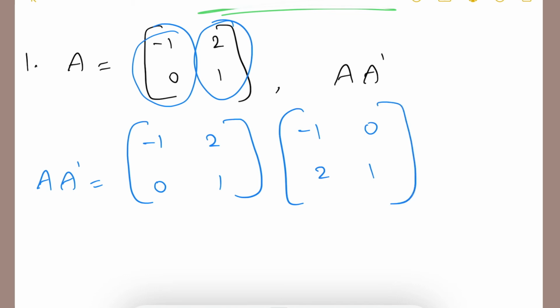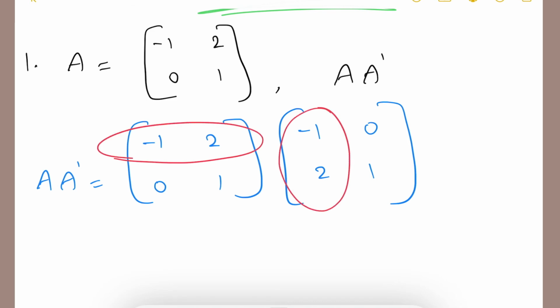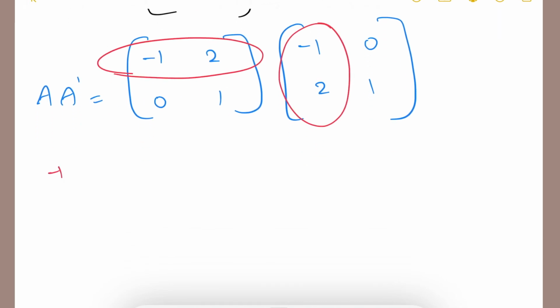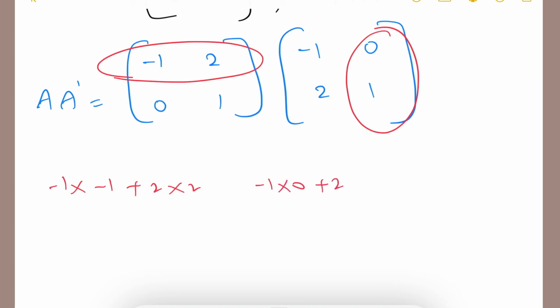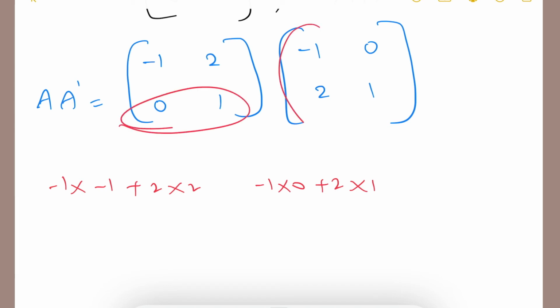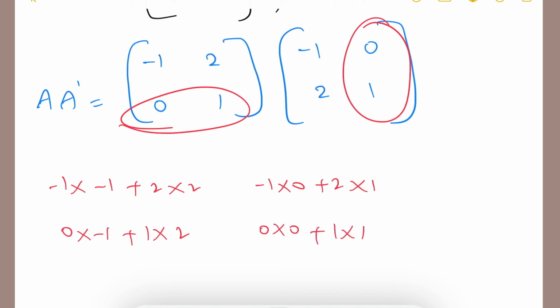Okay, now let us do multiplication of these two matrices. First row we need to multiply with the first column. So we get it as -1 into -1 plus 2 into 2. Next, first row we need to multiply with second column, -1 into 0 plus 2 into 1. Now if we move to the second row into first column, 0 into -1 plus 1 into 2. The same way second row into second column, 0 into 0 plus 1 into 1.